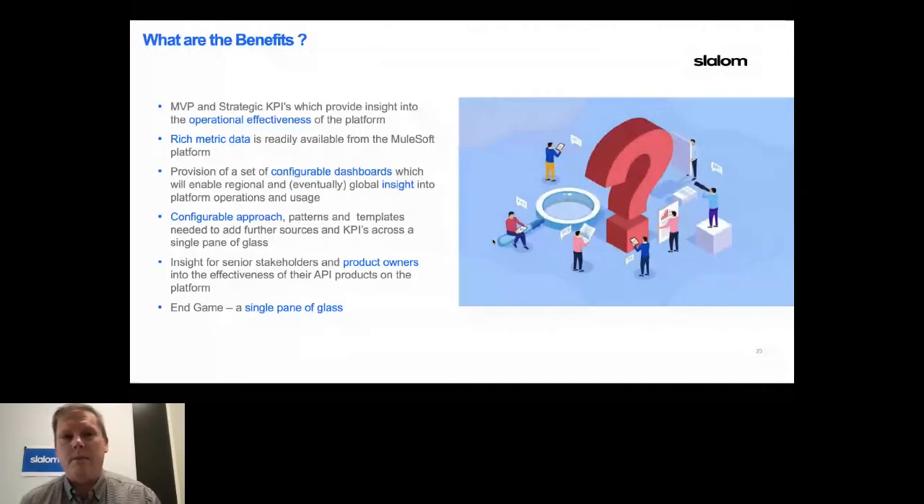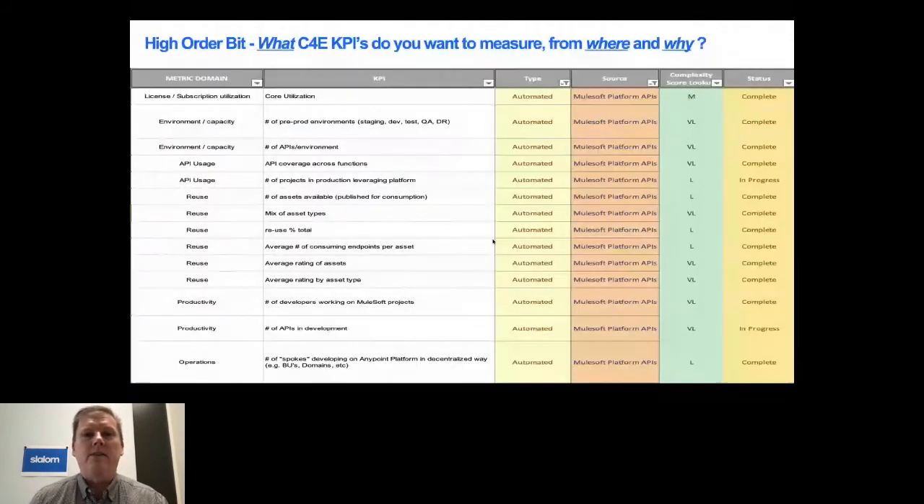So what do you care about? Well, I guess the high order bit in terms of what you care about is what KPIs are you trying to measure? From where are you trying to measure that information? Because it may not just be MuleSoft, and I'll explain why in a minute, and why you're trying to measure those things. And here's a few examples of what you can measure in terms of C4E KPIs.